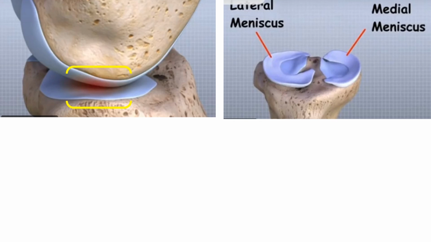Now, in order to distribute the weight of the body coming down from the femur, we need shock absorbers. We have extra structures which are called menisci, and the singular is a meniscus, and this is a semilunar articular cartilage. This is the lateral meniscus, and this is the medial meniscus.